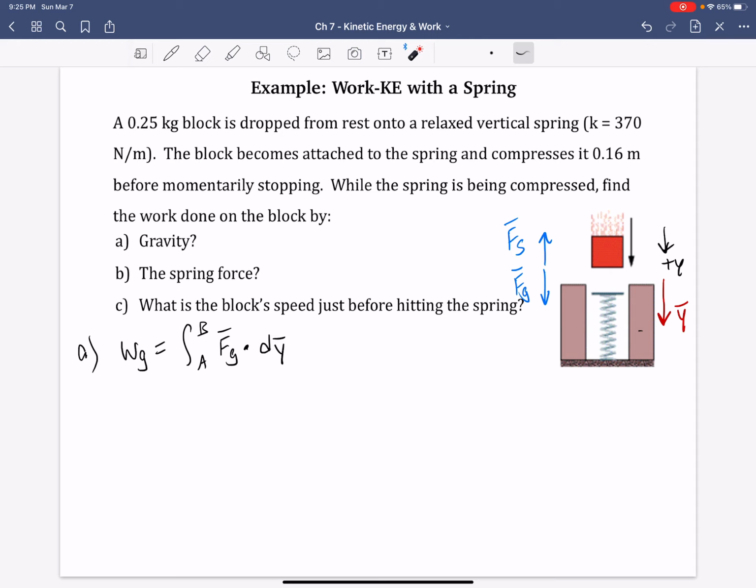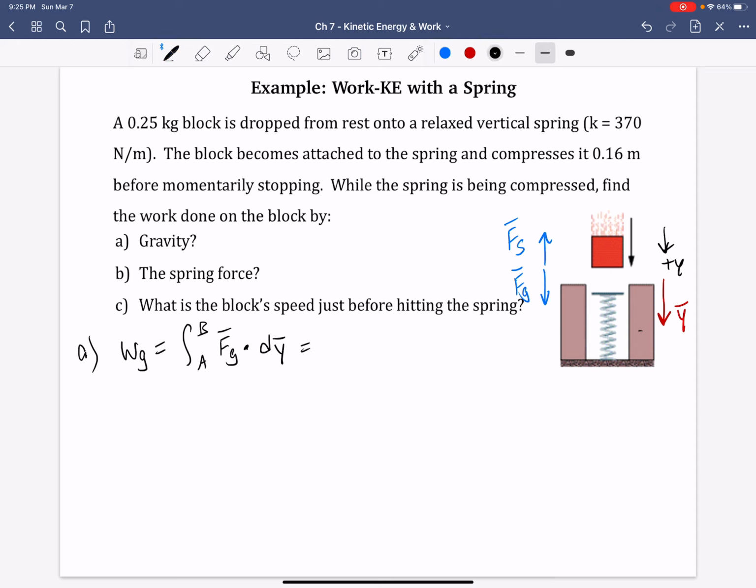After that, yes, the spring will shoot the block back up, but that's a whole other problem. So, back to part A. We want to plug in now for the vectors.